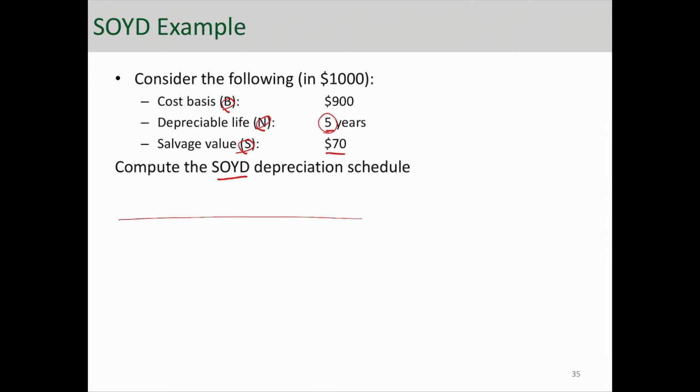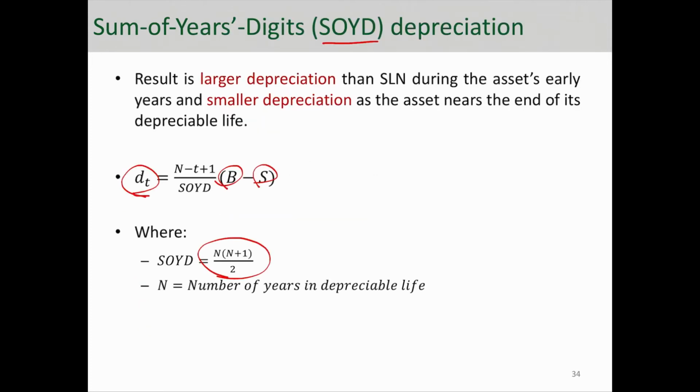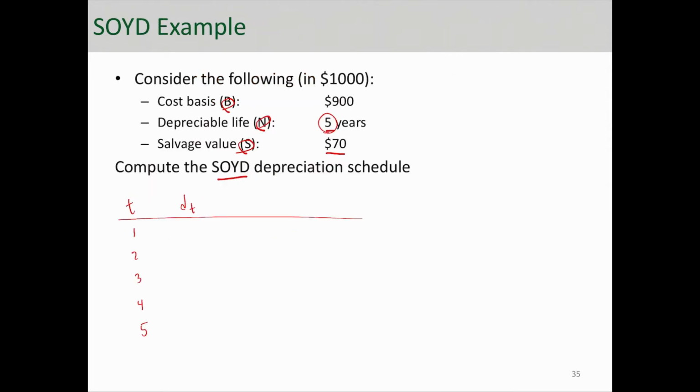So I'm going to start with a table with a column T: 1, 2, 3, 4, and 5. And I want to calculate D sub T. To calculate D sub T, I need to have this SOYD here. So let's calculate that. That is N times N plus 1 divided by 2, which in this case is 5 times 6 divided by 2, it is 15. And to calculate D sub T, I'm using its formula: N minus T plus 1 over 15 times B minus S.